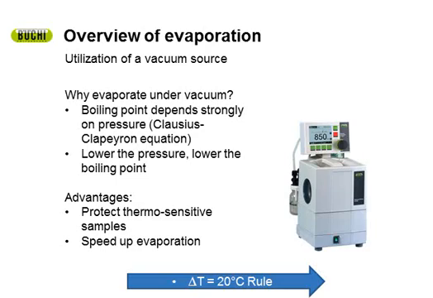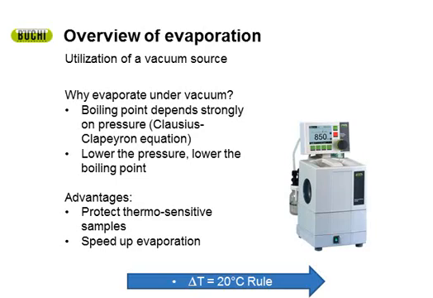One, you're going to protect thermosensitive samples. For example, let's say you're evaporating water, which has a boiling point of 100 degrees Celsius. If you apply vacuum to the system, you can actually evaporate water at temperatures as low as 40 degrees Celsius. So you're going to keep those compounds protected at a very low temperature. And then second, obviously, you're going to speed up the evaporation process.